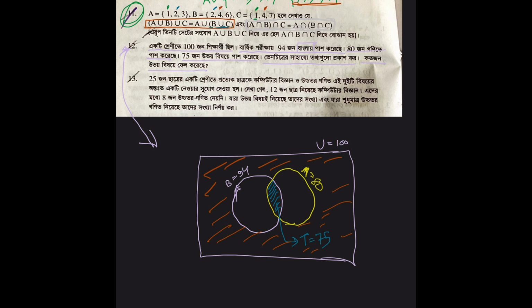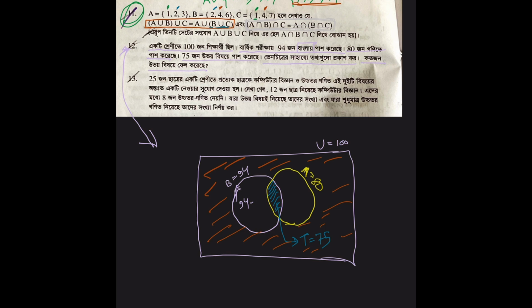How do you figure this out? First, we have to subtract the number of students who passed in both subjects from the number of students who passed in Bangla. By doing so, we get the number of students who passed in only Bangla. So we do that with 94, the number of students who passed in Bangla, and we leave out 75 students.